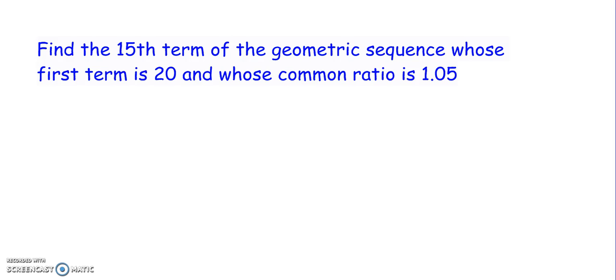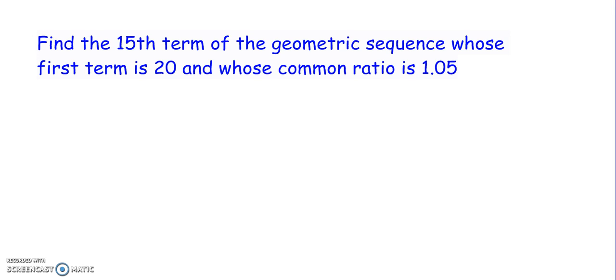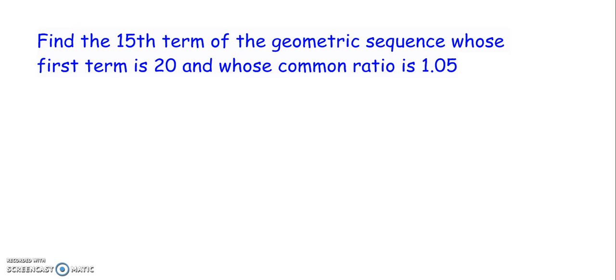Okay. Find the 15th term of the geometric sequence whose first term is 20 and whose common ratio is 1.05. All right, 15th term. So now here's where the formula comes in handy.